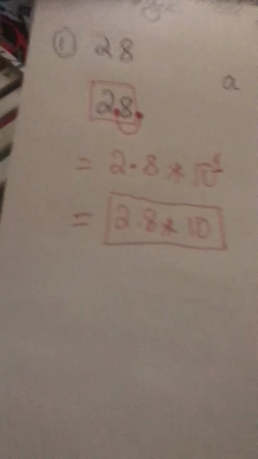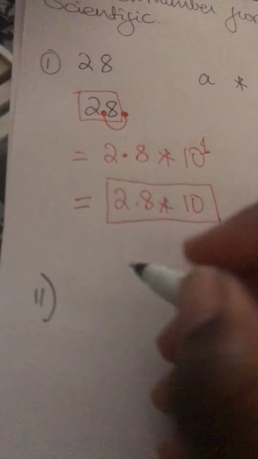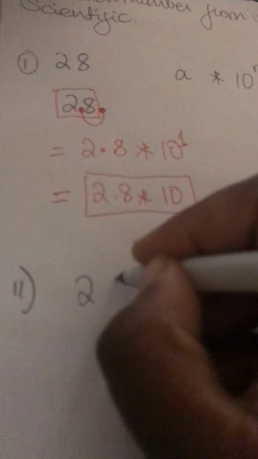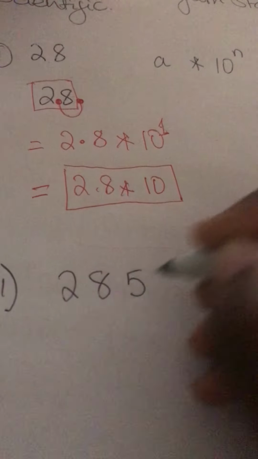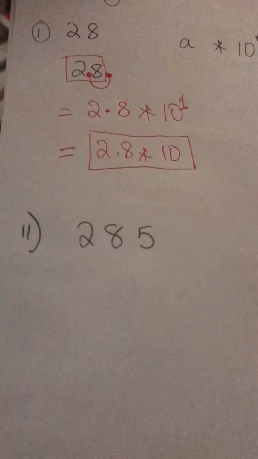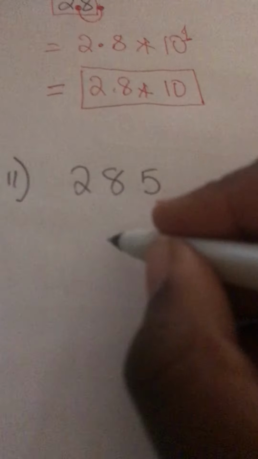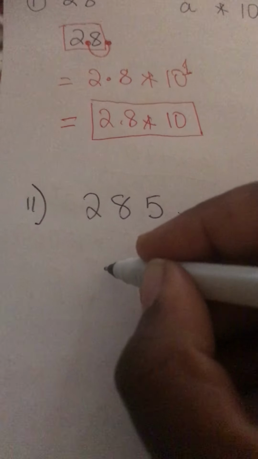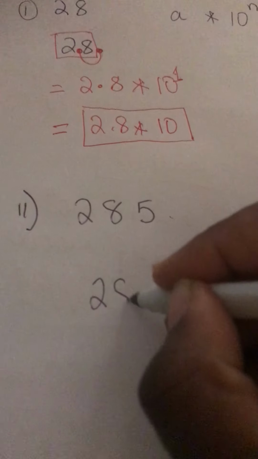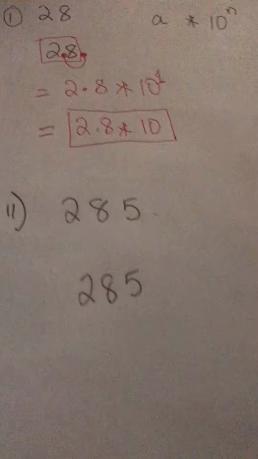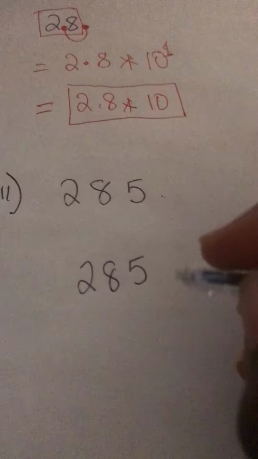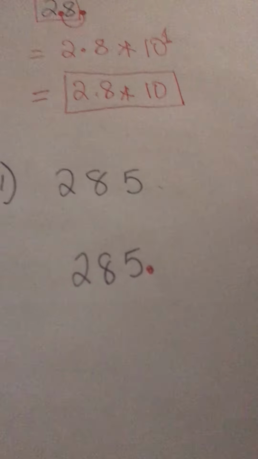Okay, let's do another one. We're going to do 285. Let's do that. So we're going to write it again. That's the question. You're writing it in scientific notation. You write 285. I am looking for the decimal. I don't see it. I will put it over here.